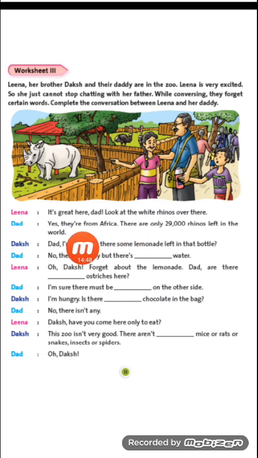Yes, they are from Africa. Her dad is saying they are from Africa. There are only 29,000 rhinos left in the world. So he is adding to her knowledge.